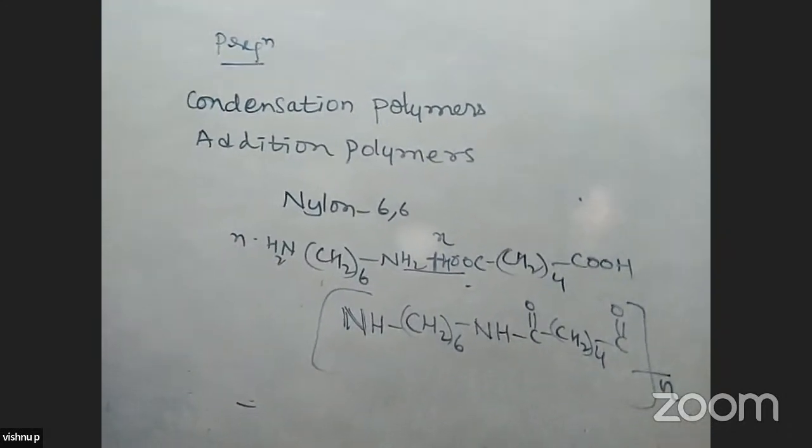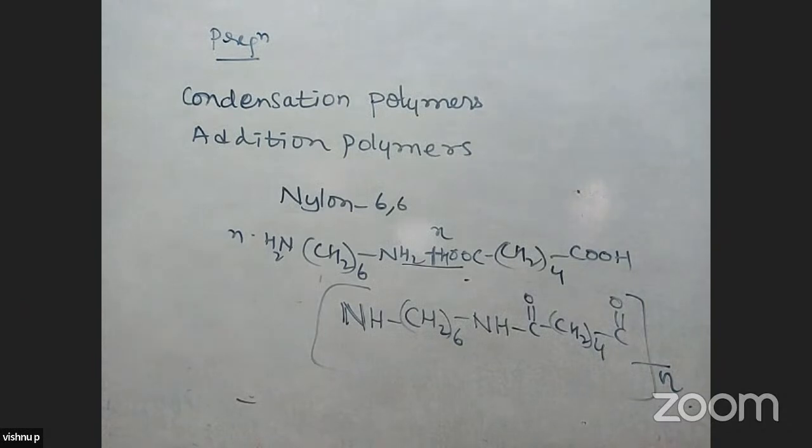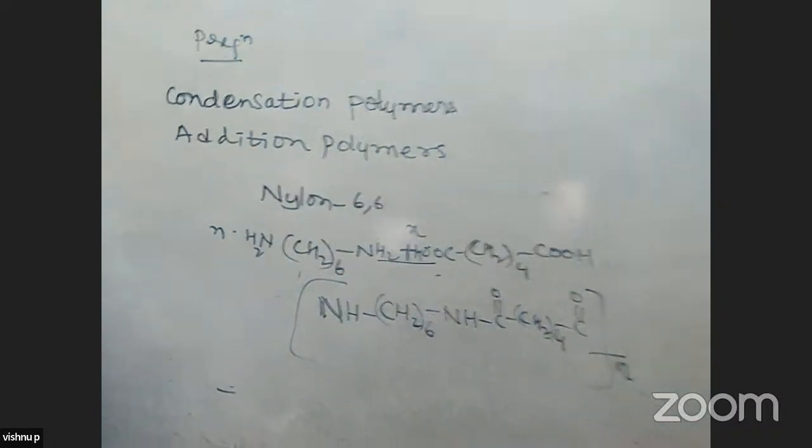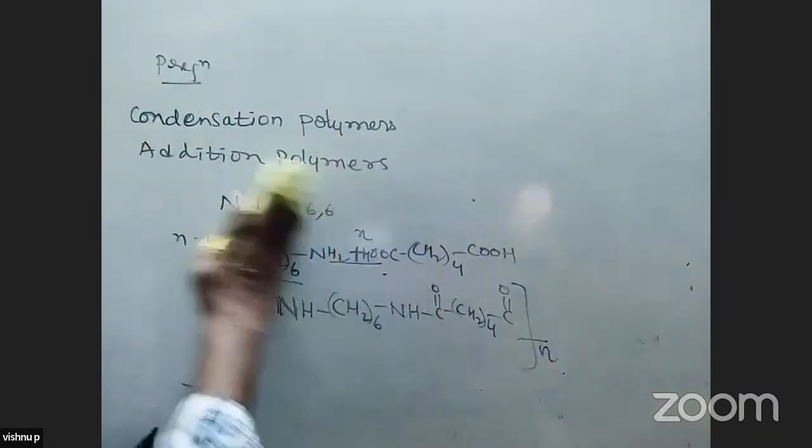So, in any polymerization process, if the polymer is formed by losing a molecule from the monomer units, that type of polymerization is called condensation polymerization. Okay. Next is addition polymerization.